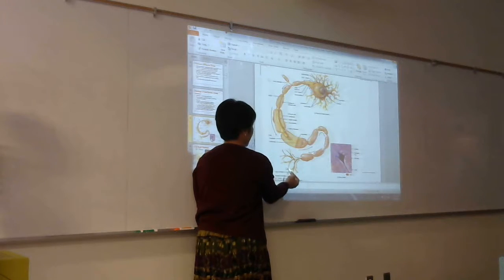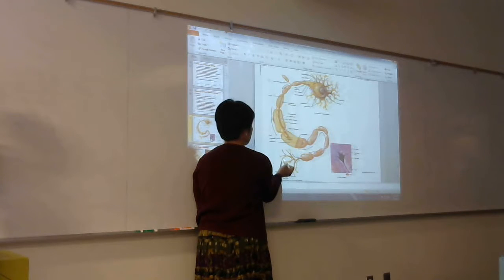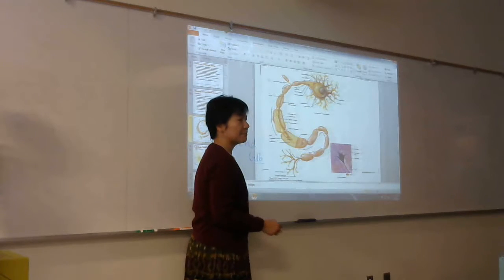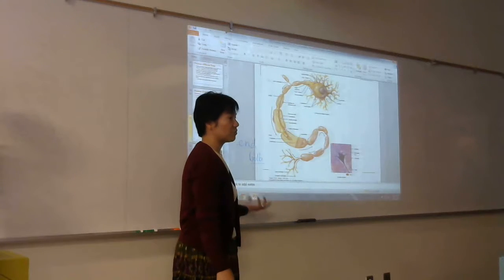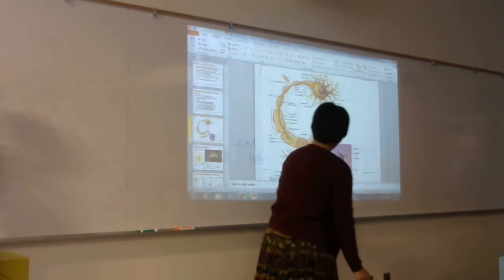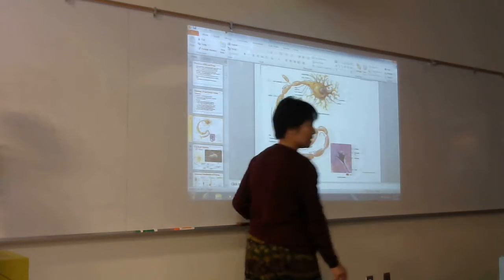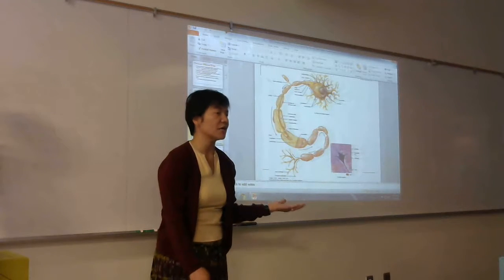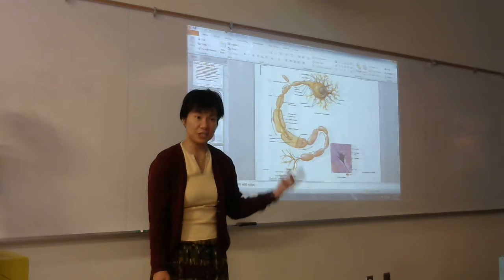Right there. And that's where you will find the neurotransmitters stored. So the neurotransmitters are the chemicals that help them communicate with the next one. Okay? So we're going to study neurophysiology. How do neurons do their job?